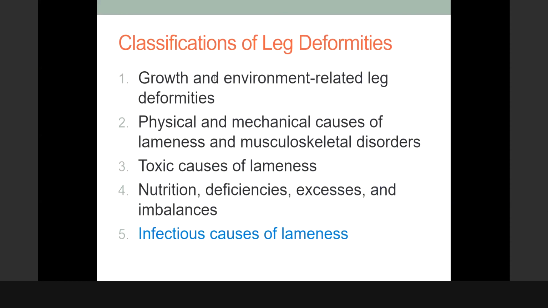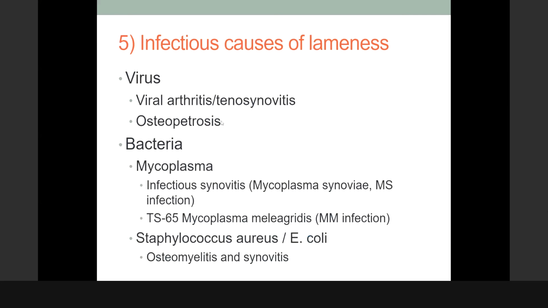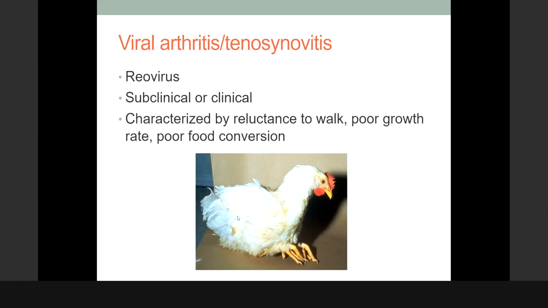Okay, last one. Infectious causes of lameness. There's a few, virus and bacteria. The viruses I'm going to cover here are viral arthritis and osteopetrosis, and for bacteria we have Mycoplasma and some Staphylococcus. Viral arthritis or tenosynovitis is due to reovirus. Reovirus is one of the diseases that we also have in Malaysia. We also vaccinate against them. I think your seniors will probably present about reovirus next week in one of the rounds. You may want to attend it.